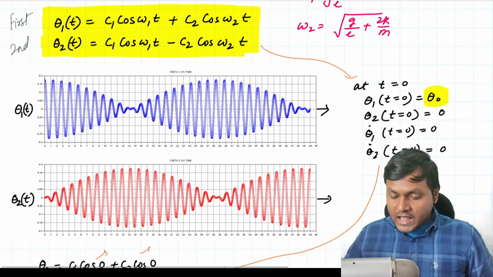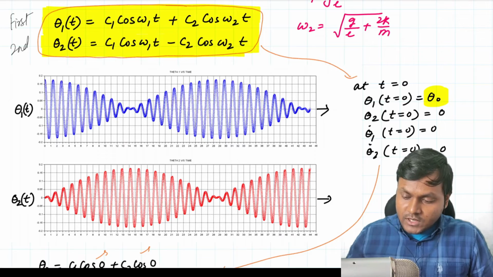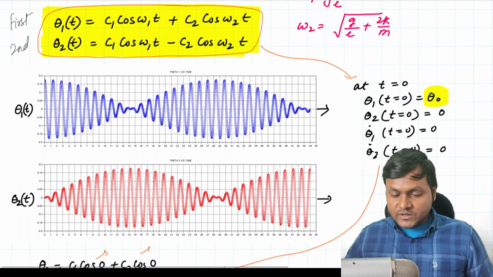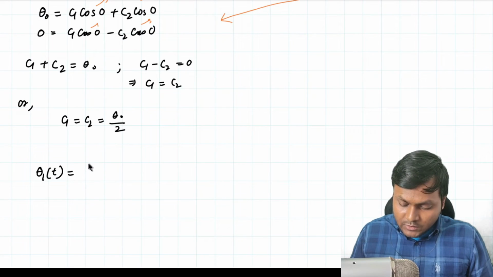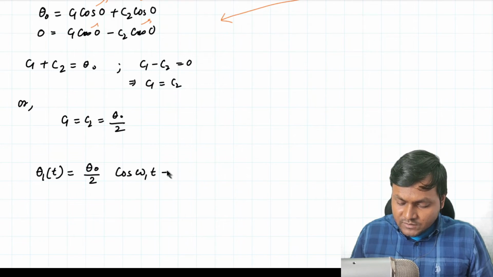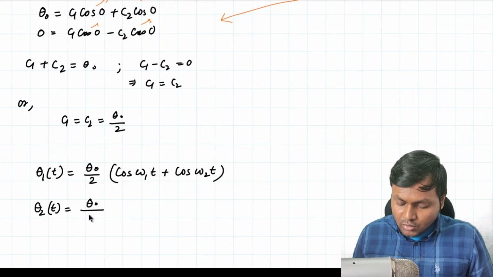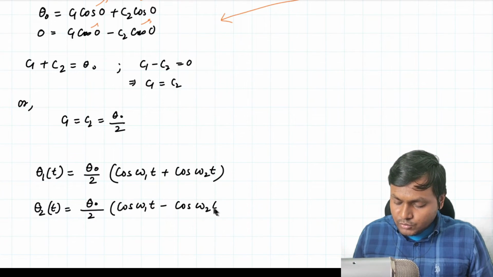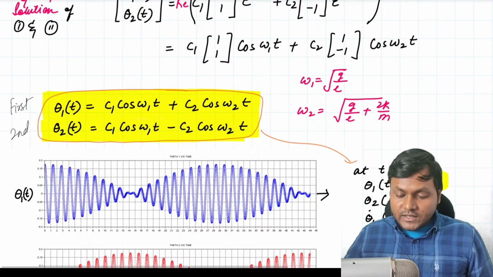That means I can write these two general solutions that I've obtained for the case of when I give the first pendulum an initial displacement of theta naught in this manner: theta 1 at time t is simply equal to theta naught upon 2 (cos omega 1 t plus cos omega 2 t). This is the first solution. And theta 2 at time t is equal to theta naught upon 2 (cos omega 1 t minus cos omega 2 t), after substituting the values of constants that I've obtained in this equation.